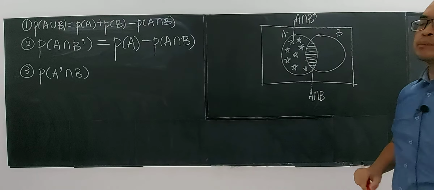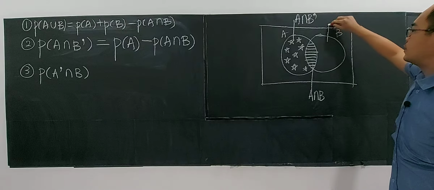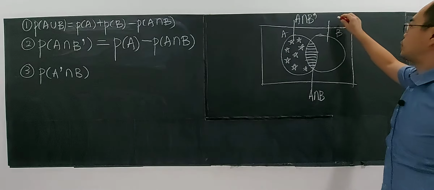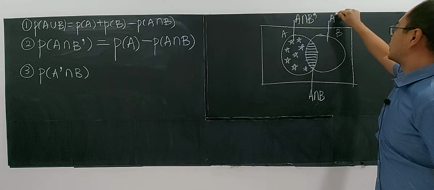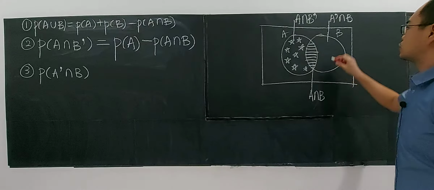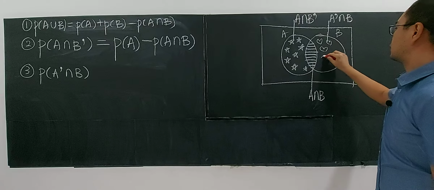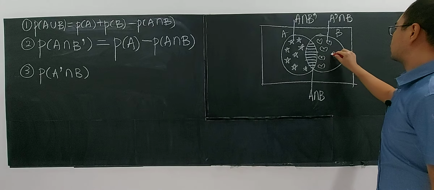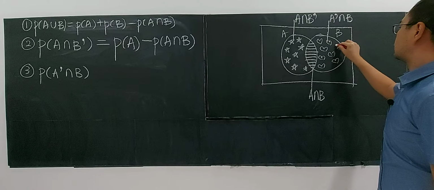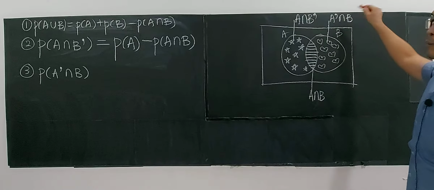A intersecting with B prime. Just now I have told you. Then this region, it definitely will be A prime intersecting with B, right? A prime intersecting with B. So I put a heart here. So this heart region here is A prime intersecting with B.